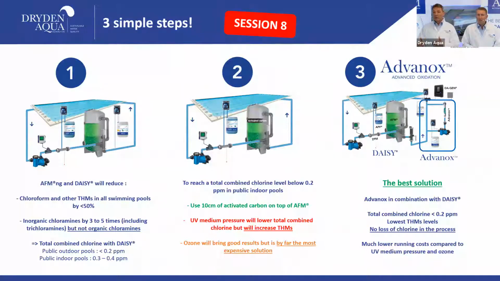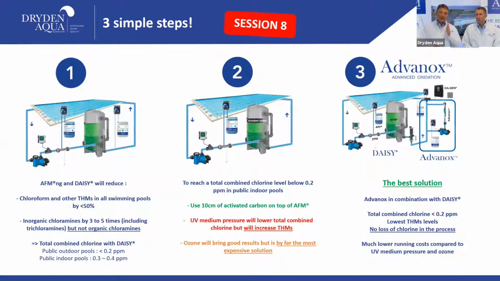You can also use medium pressure UV. We put it in red. We are not a fan because THMs go up. You also consume chlorine. Well, that's not my problem, but the THM is something we do not like. And then there are the high ozone systems with reaction tanks that we have here in Germany and Switzerland. You can do it, they are great, but it's really expensive, in CapEx as well as in OpEx.